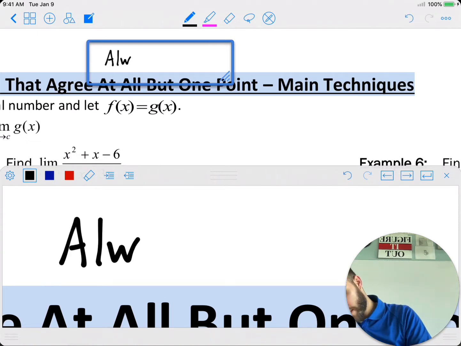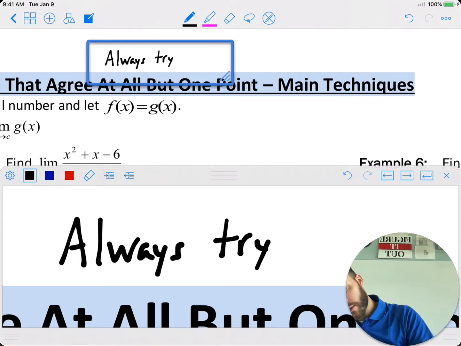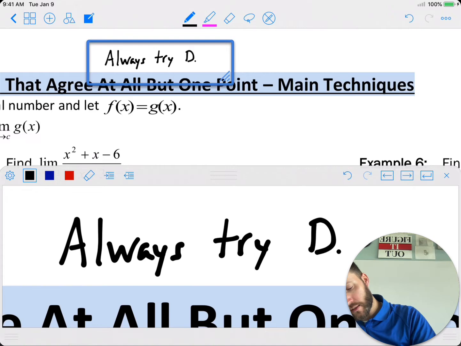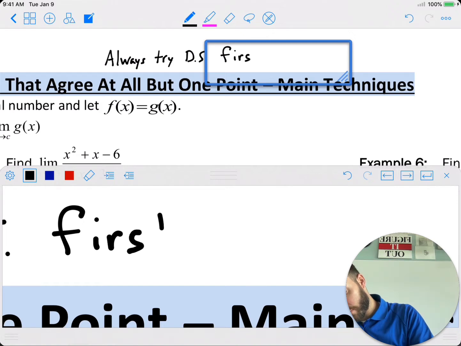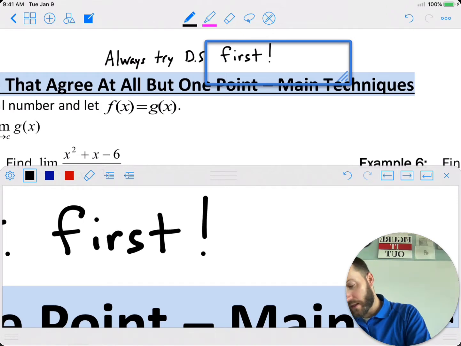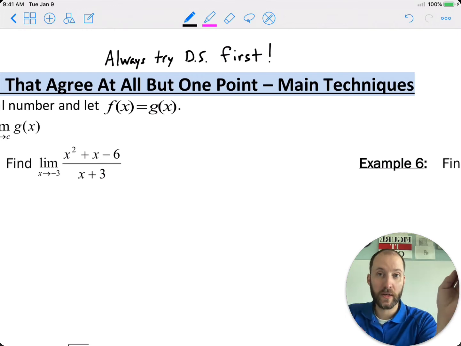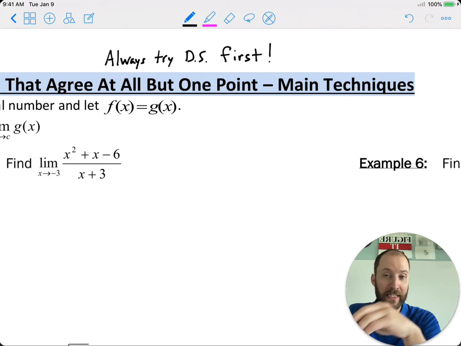So always try direct substitution first. It might not always work, but you want to try it in case it does.